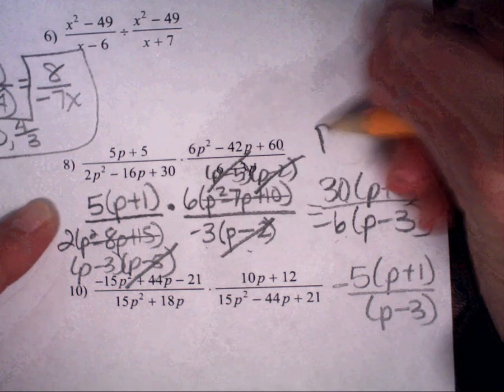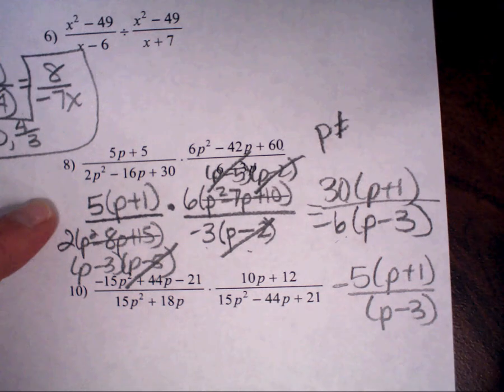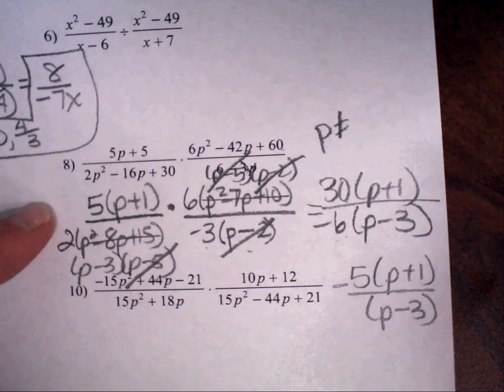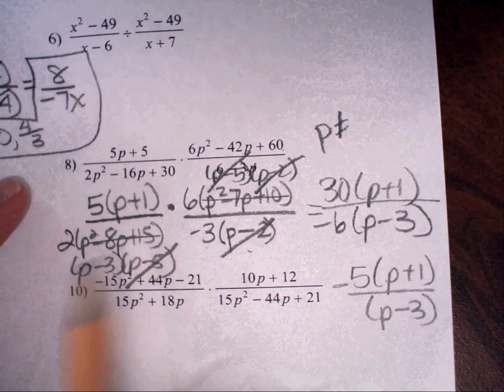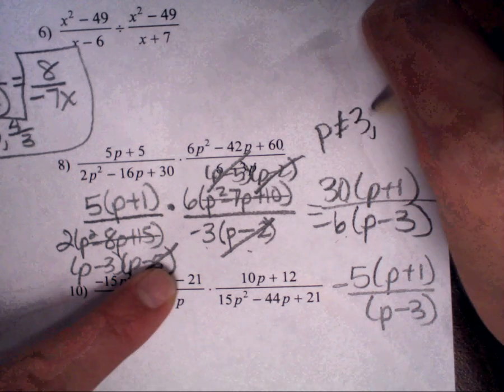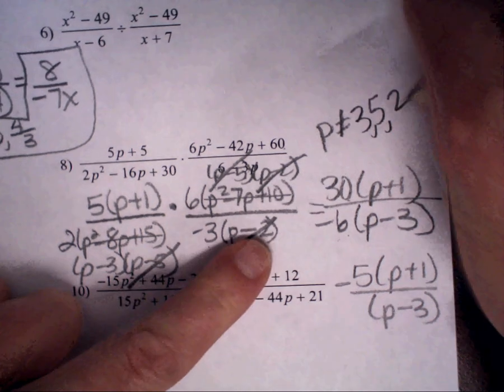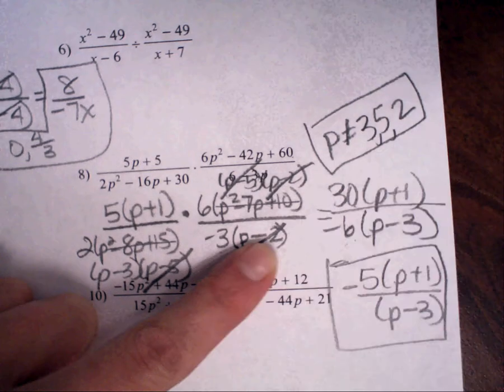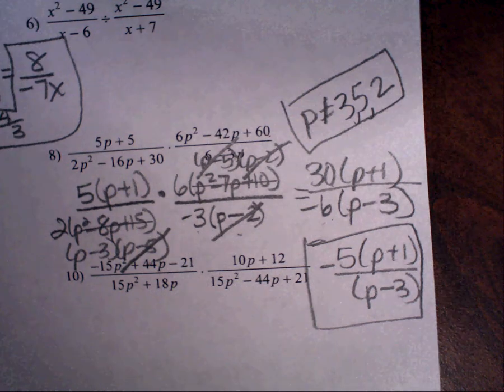And then let's go back and state what p cannot be. We're not dividing, so we don't have to worry about the second fraction. We just need to look across our denominator. So we have a 3, we have a 5, we have a 2. Those would be all my excluded values, and these would be my simplified answer.